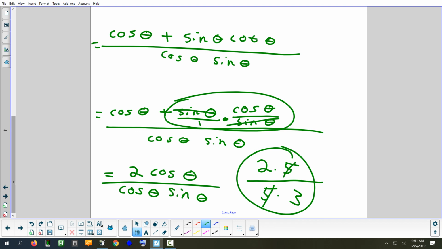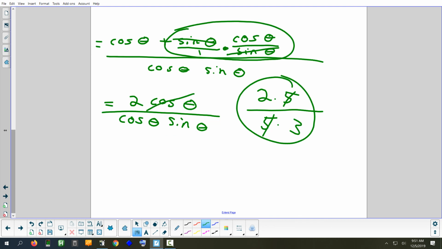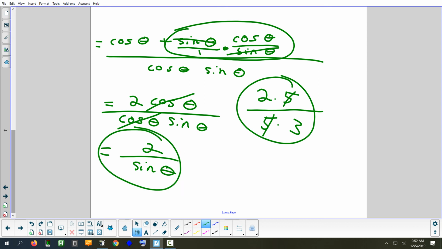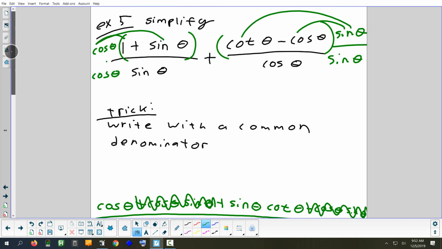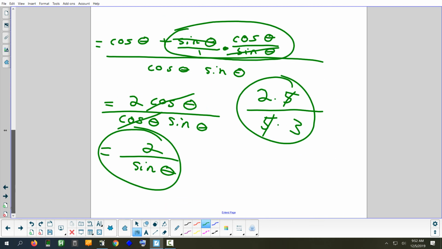So what's going to happen in this one? Cosine in the top, cosine in the bottom. Cancels out exactly the same way the 5s did. What's left in the top? 2. What's left in the bottom? Sine. So look at what we ended up with compared to what we started with. We had a problem that had 1, 2, 3, 4, 5 different trig expressions, 2 separate fractions, some addition and subtraction in each numerator, and we simplified that whole thing down to 2 over sine, just one trig function.